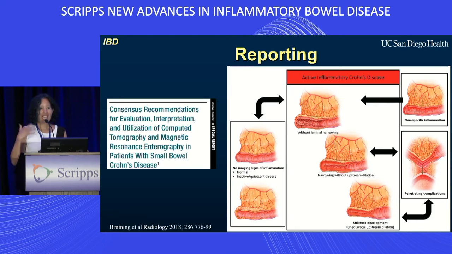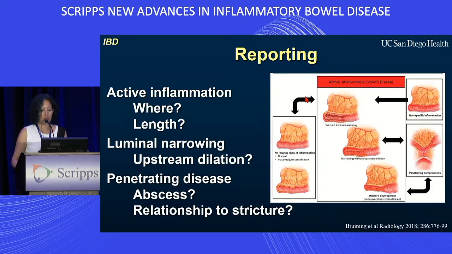So what do we actually use with regards to our reporting systems? There were some consensus recommendations that came out in conjunction with the Gastroenterology Society and Society of Abdominal Radiology, published in Radiology in 2018. I think a version of it was also published in Gastroenterology. It talked about what we as radiologists need to be including in all our reports to give to you guys. There are 3 or 4 separate elements that we recommend people include.